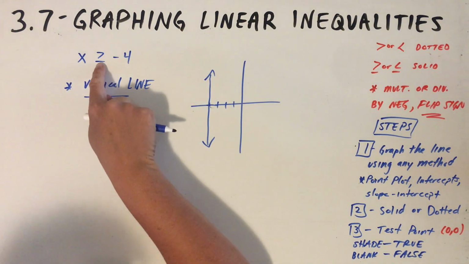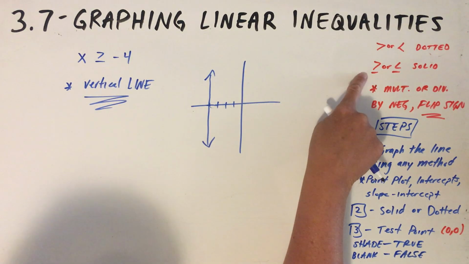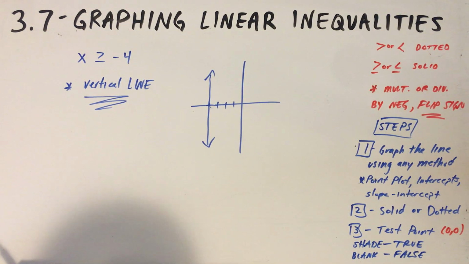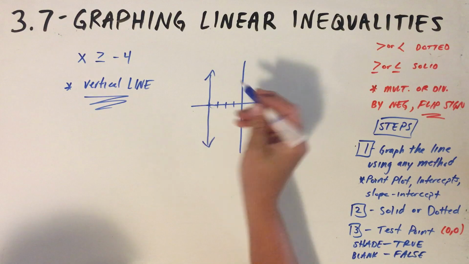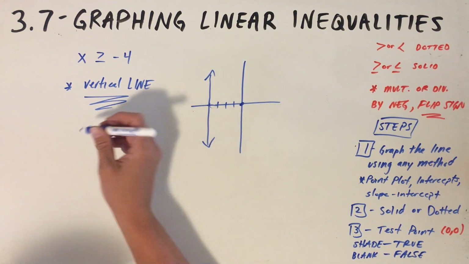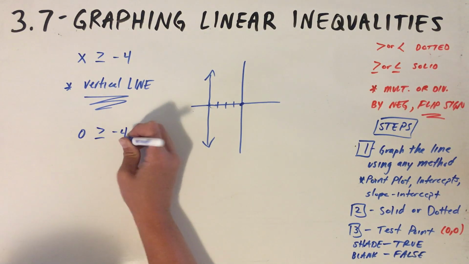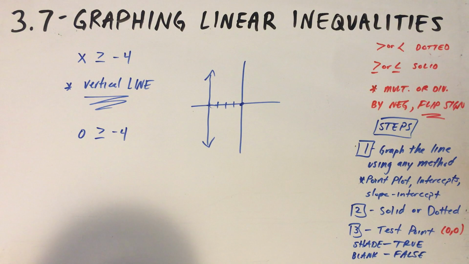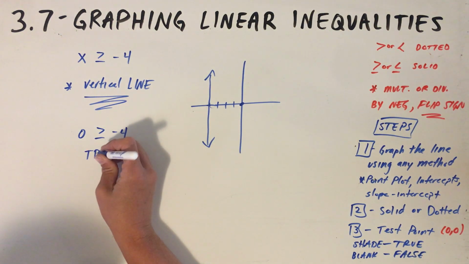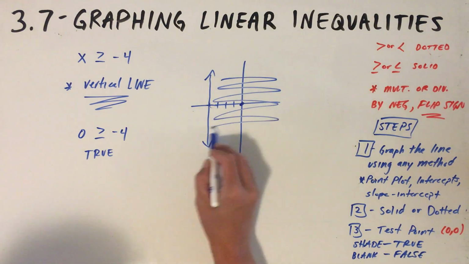Well, is the line solid or dotted? It's solid because there's an equal to. And now, am I talking about the values to the right or to the left? Well, we can plug in (0, 0) because it's not on the line. There's no place to put the 0 for the y, so I'm just going to say 0 is greater than -4. Well, that is true. It is indeed true. So I'm going to shade the side that is true.